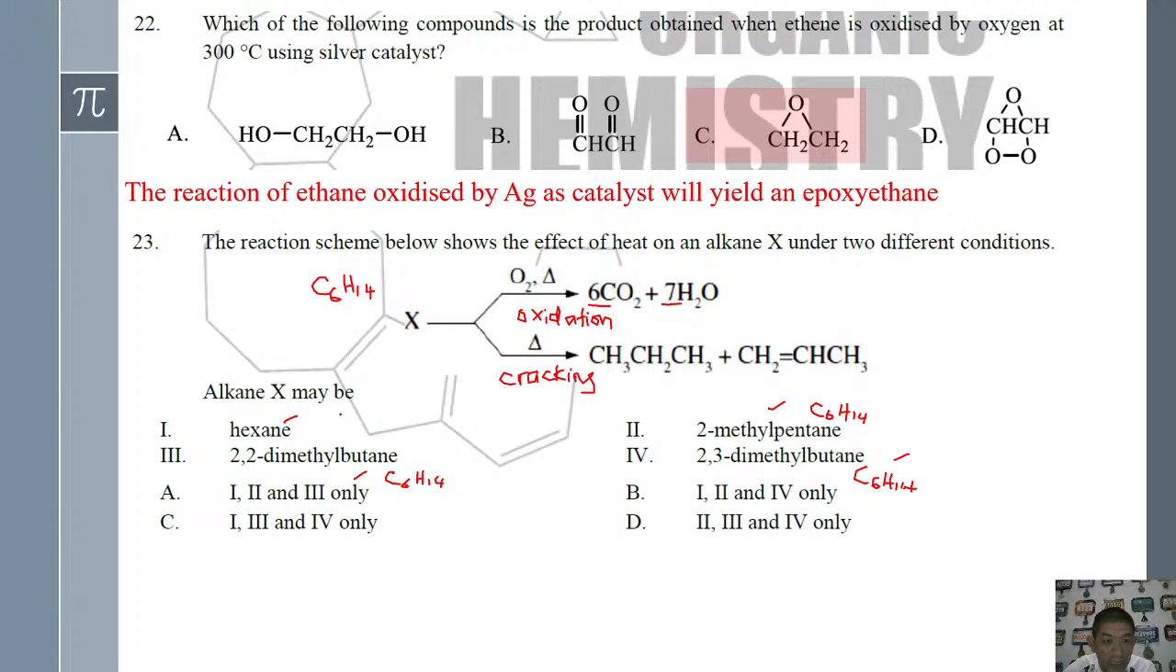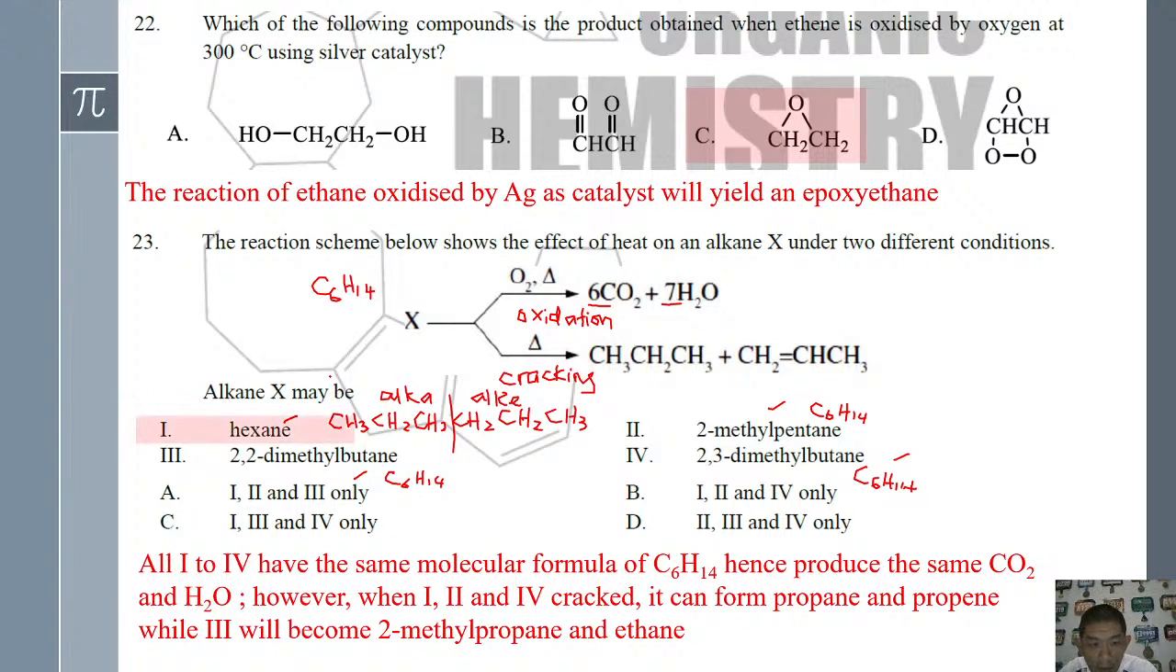So let's start from hexane. So if you break hexane, let's say this is hexane molecule. So in cracking, at the end of the day, you produce one alkane and one alkene. So you break here. So when you break here, this can form the alkane, and this can form the alkene. Okay, so one is correct.